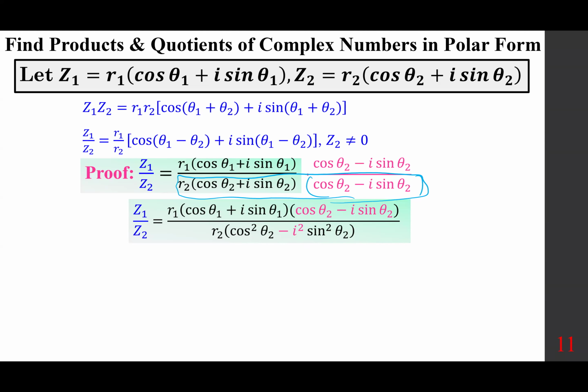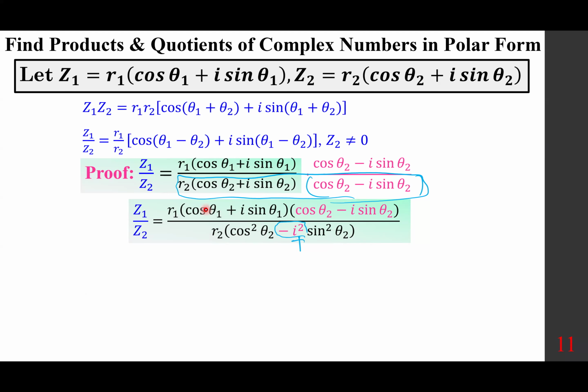This is plus, this is minus, minus becomes plus, and therefore the denominator is R2 squared times, what is cosine squared plus sine squared? 1, because they have the same argument. Cosine of theta 2 squared, sine of theta 2 squared, you're adding them up. So this is 1, R2 squared times 1.